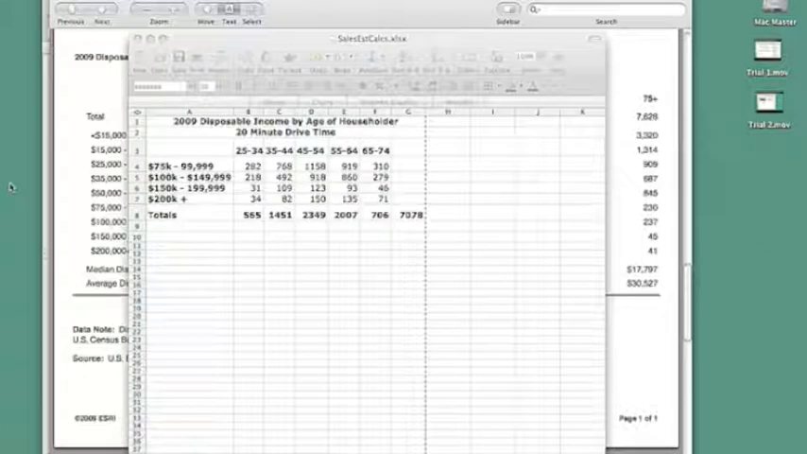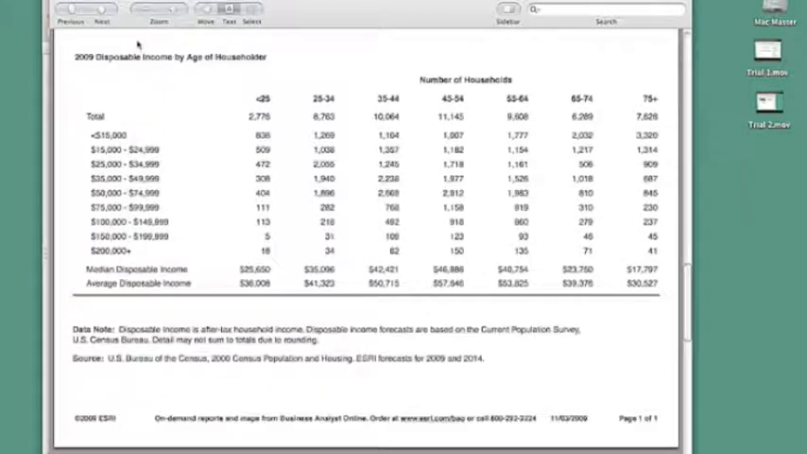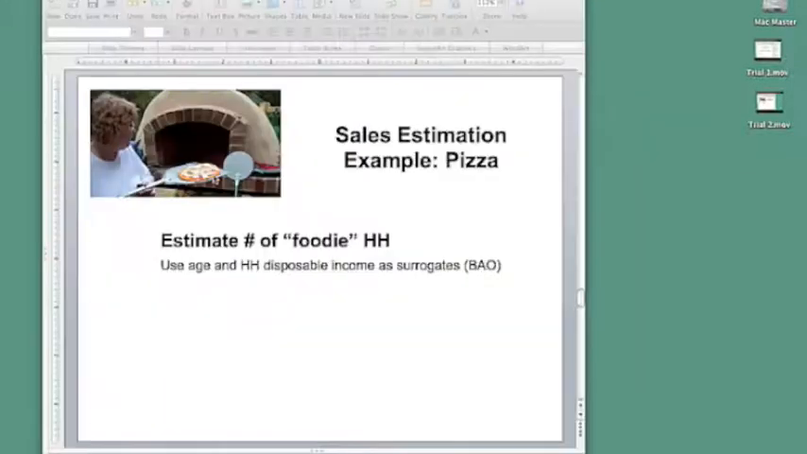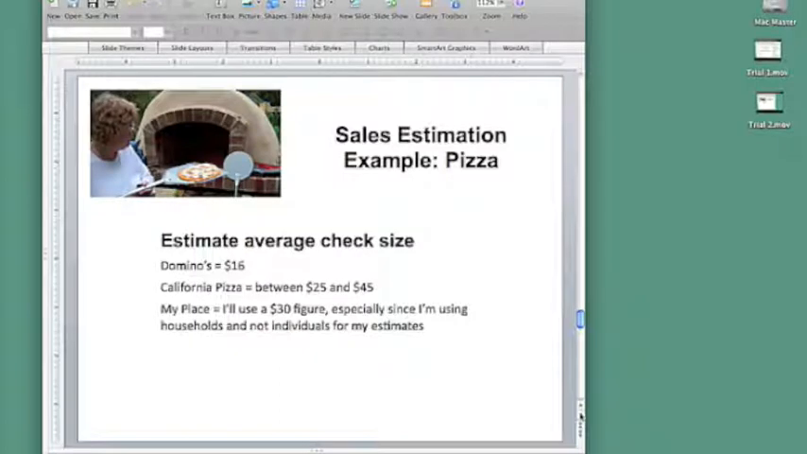Okay, so now we have an estimate of about how many customers, or how many households, are likely customers for my business. So let's temporarily get rid of this information. And we see that the next topic that we need to address is an estimate of the average check size. Again, the sources for this information are on that handout that you received on Wednesday.